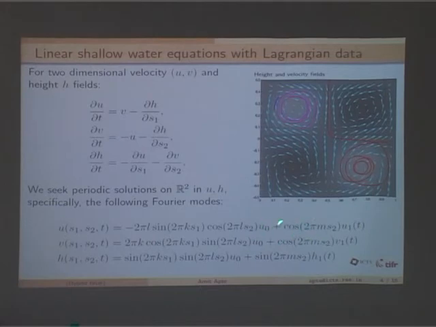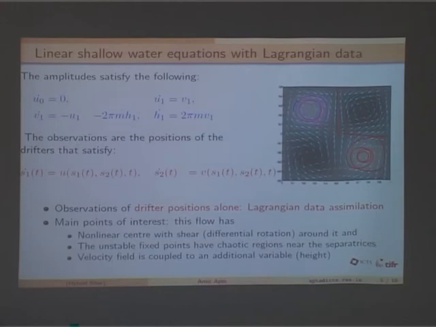One is a time independent mode given by U0 and a time dependent mode given by U1, V1, H1 for the velocity field and the height field, the same model that we have seen before. So we'll effectively reduce the PDEs to a set of ODEs for the coefficients, which are the equations here. And so we have 4 ordinary differential equations, linear, which you can write down the solution for analytically. And the drifters in this flow satisfy this set of equations.